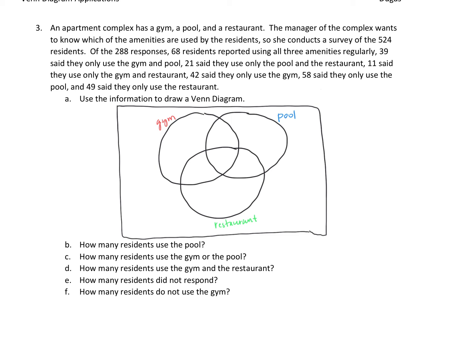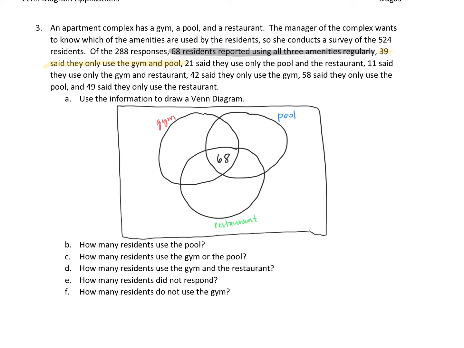Okay, well that's great because that's the first thing we want to know anyway. So 68 reported using all 3 amenities regularly. So 68 is going to go in the middle. Remember, that is a section that is the intersection of all 3 parts or all 3 categories. 39 said they only use the gym and the pool. Now be careful reading this. 39 said they only use the gym and the pool.